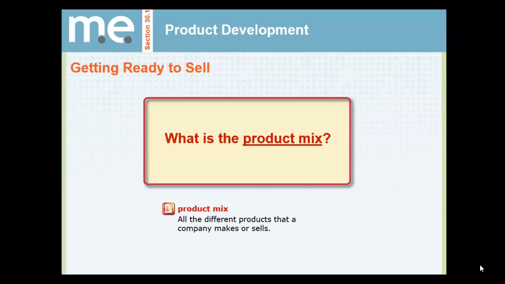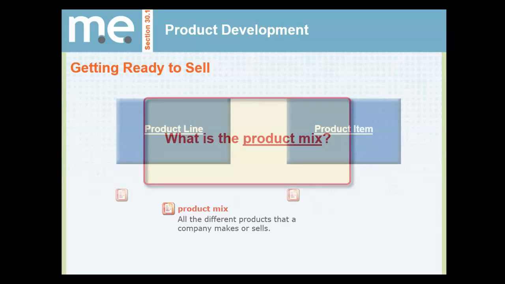So what is the product mix? Product mix is all the different products that a company makes or sells. We're going to do an assignment on this tomorrow and the next day, and you'll see exactly what I'm talking about. For example, all the different products that Apple sells, all the different products that Microsoft and Sony and Amazon sell, that is their complete product mix.